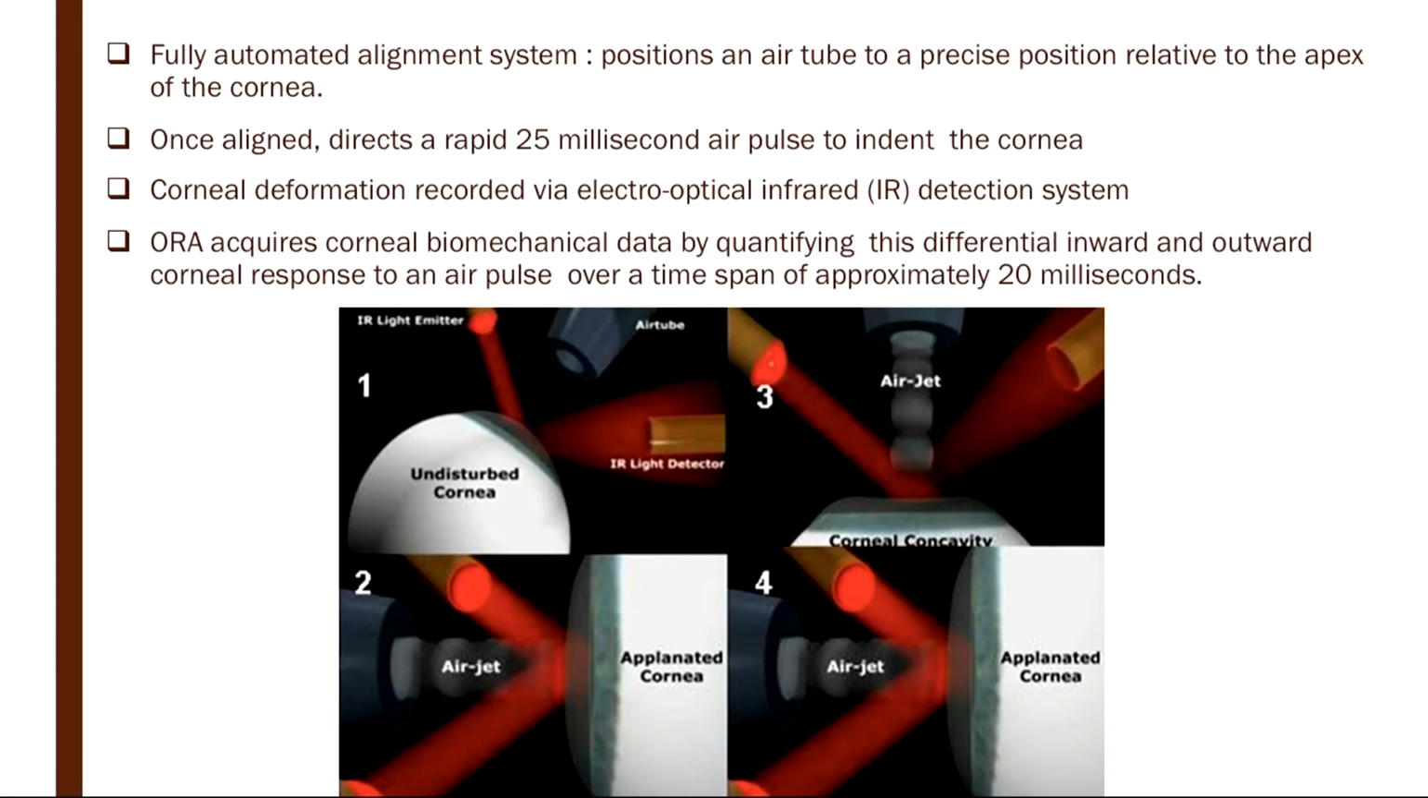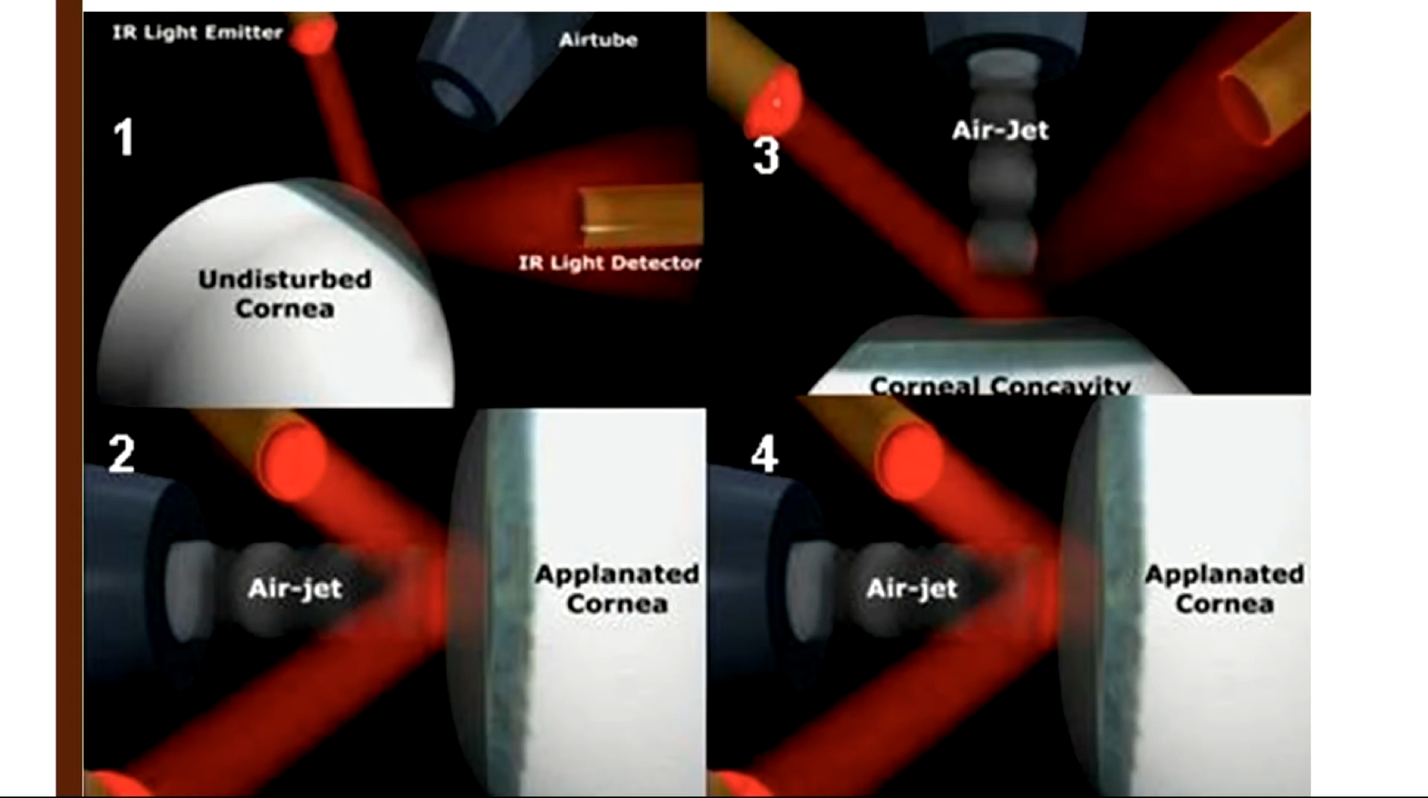So if you look at the ocular response analyzer, this was first launched in 2005. And what it does is, it's a fully automated alignment system. So once the patient is positioned, it positions itself so that an air tube is in precise position relative to the apex of the cornea. And once it is aligned, it directs a rapid 25 millisecond air pulse to indent the cornea. This corneal deformation is then recorded, and the ORA acquires the corneal biomechanical data by quantifying this differential inward and outward corneal response to an air pulse over a span of approximately 20 milliseconds. I'll just spend a little time on explaining this because that's the crux of how we measure it.